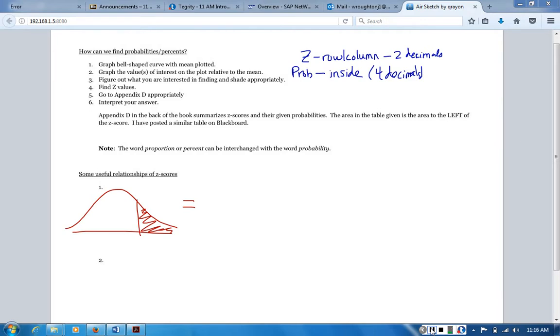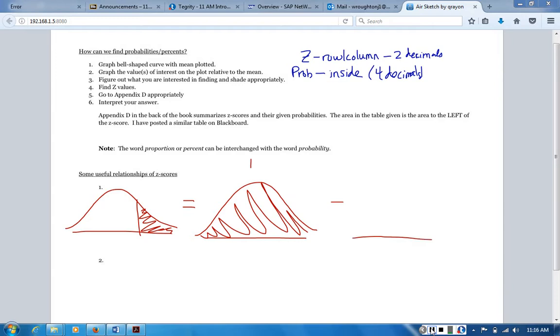So I'm going to take the same idea here. So what I'm going to start with, picture-wise, is everything, 100% or 1, and subtract off what I don't want.